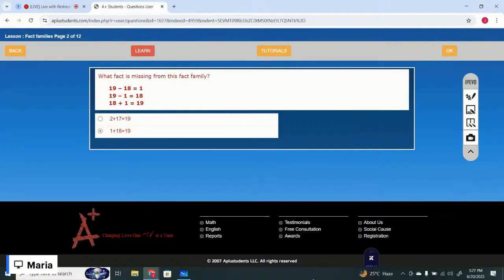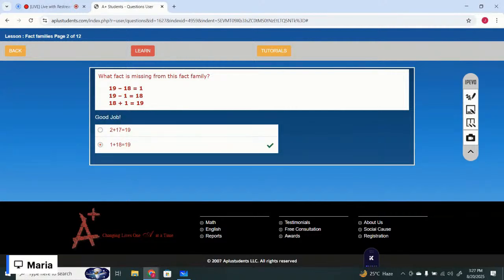The missing one would be the addition sentence. So that is 1 plus 18 equals 19. Option number 3 is the correct option.